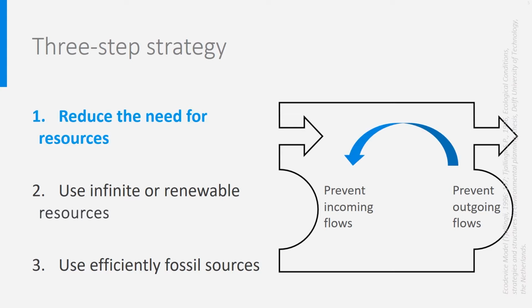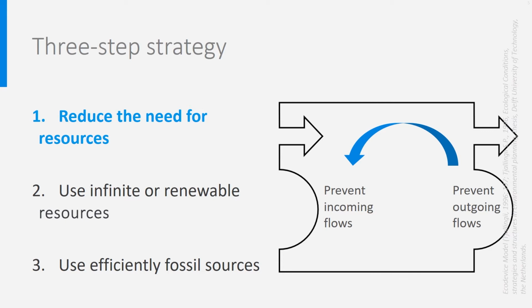So, let's discuss the steps. First, we want to reduce the need for resources. The energy need in a building is the energy that is needed to provide a comfortable climate. For example, for space heating or cooling, hot tap water, lighting, pumping water and to power appliances. You can reduce the needs by choosing a suitable orientation or changing the compactness of the building, and so on.